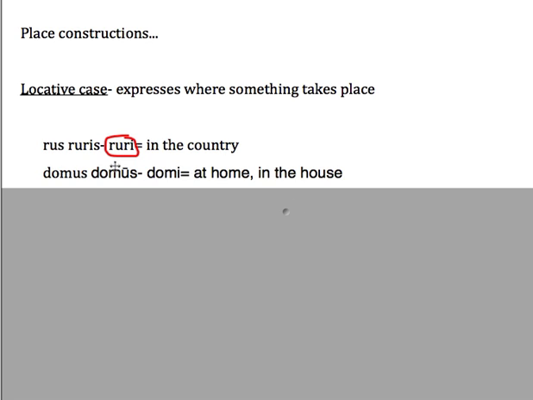Similarly, domus, domus, the word for home, if you see it written domi all by itself, that can mean at home or in the house. That's what's called the locative case. It is telling you where something is located: in the country, at home. So neither one of these will show up with the preposition in. You just see ruri and you know it means in the country. You see domi, it means in the house.